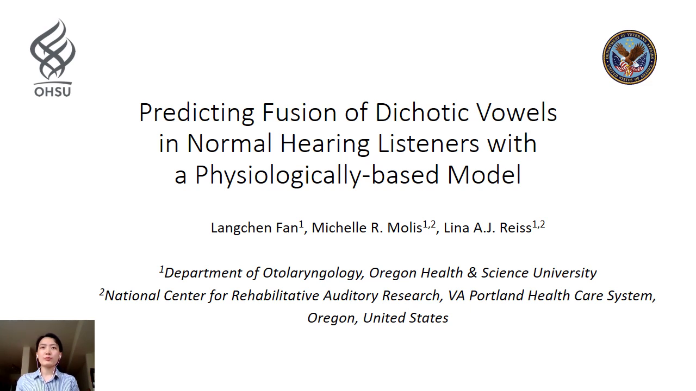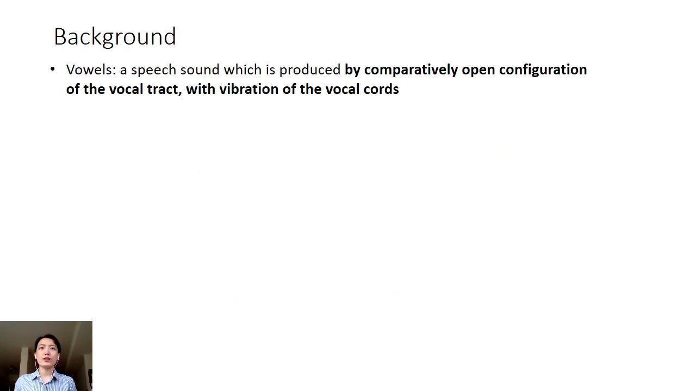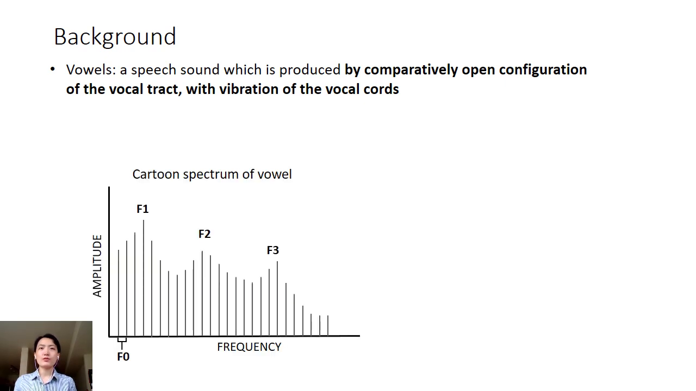Today I'll talk about my project about predicting fusion of dichotic vowels in normal hearing listeners with a physiologically based model. First, some background about vowels. Vowels are a type of speech sound which is produced by comparatively open configuration of the vocal tract with vibration of the vocal cords. The important features of the vowels can be seen from the spectrum.